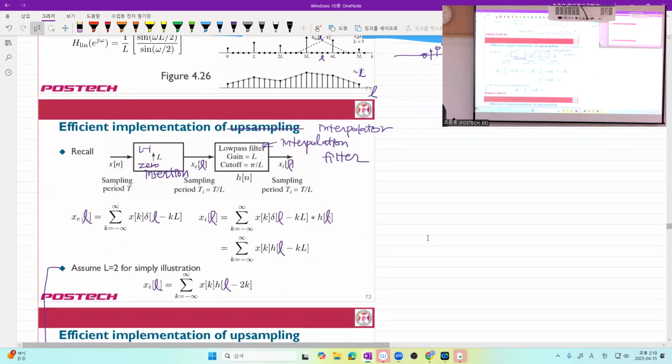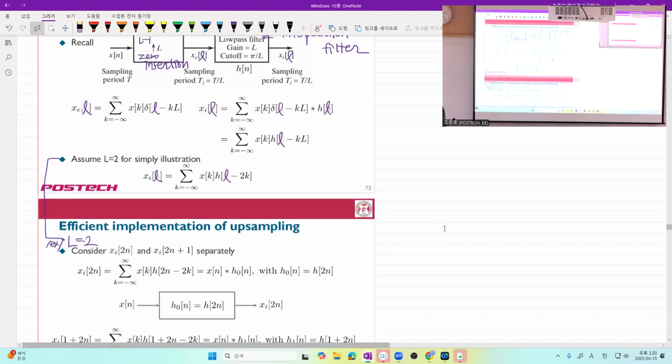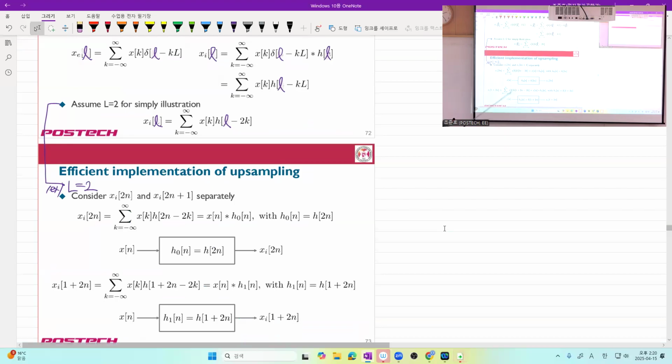Anyway, so here goes the efficient implementation of the interpolator. And that also starts from this representation of the expanded version of the signal. So this is so important. Right? After you convolve, you have that one. And when L equals 2, you have something like this. And here, for n equals 2n and 2n plus 1, you have something interesting.